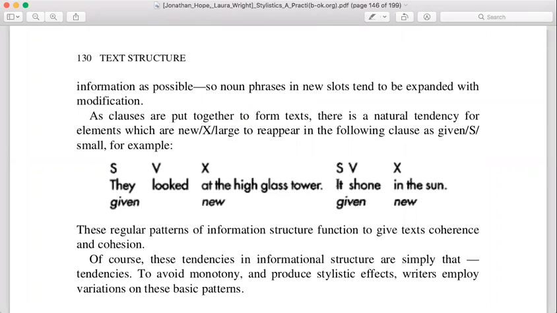When the glass tower is being discussed here, the structure is long. Okay, now this glass tower, when it is replaced with a pronoun and the information becomes given, it becomes small, it becomes short, right? It shone in the sun. Now that becomes long. Okay, so this is the structure.